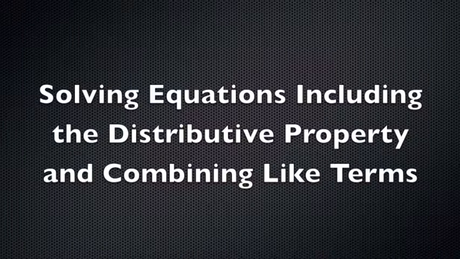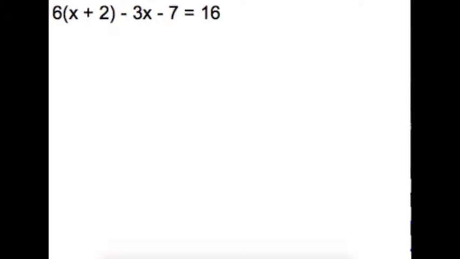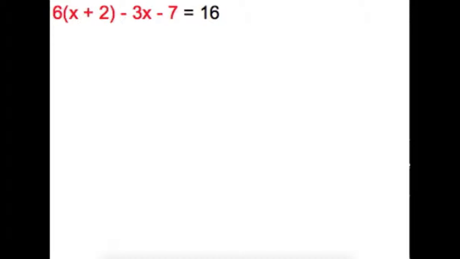At solving equations that need to be simplified using the distributive property and by combining like terms. We will look at the example 6 times the quantity x plus 2 minus 3x minus 7 equals 16. The goal of any equation is to isolate our variable, or to get the variable alone on one side of the equation to determine its value.